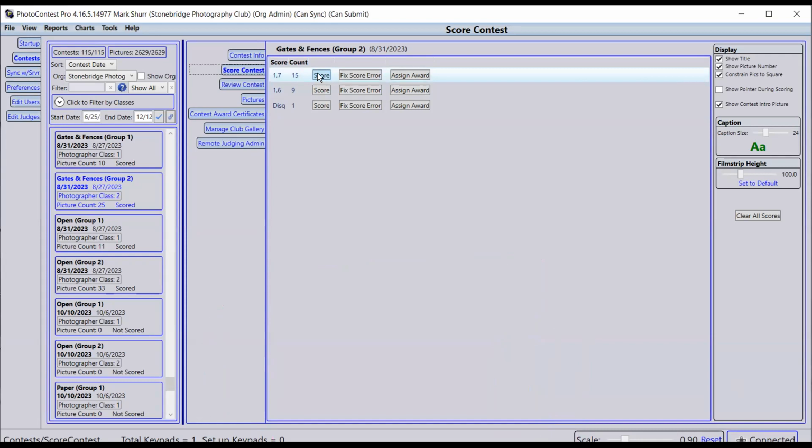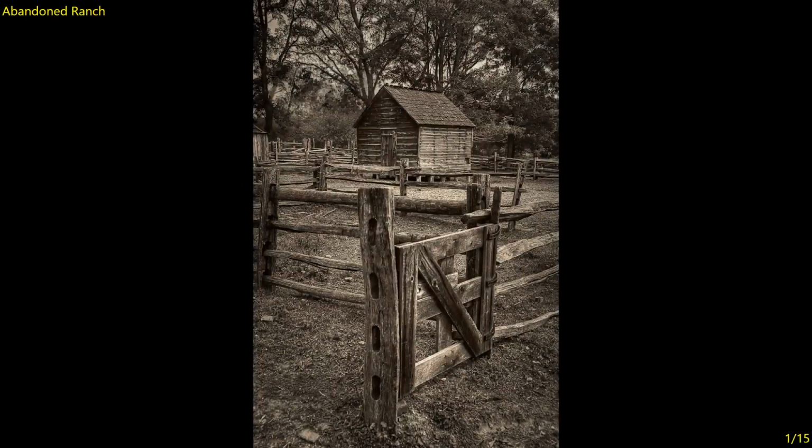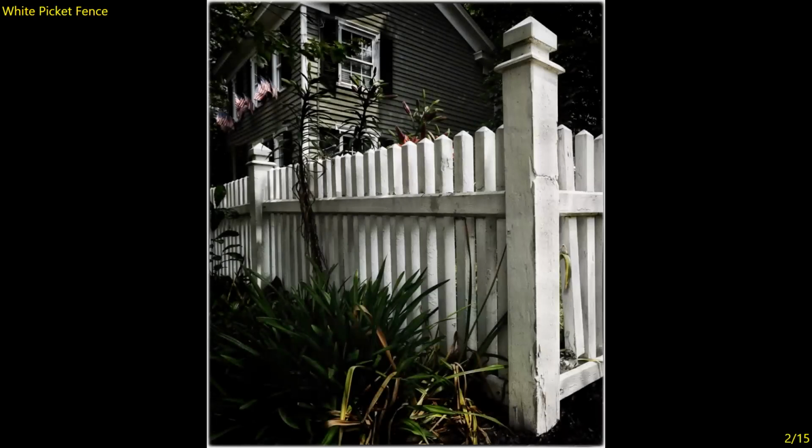Okay. Round 2, gates and fences, group 2. Abandoned ranch, 8. White picket fence, 9. Oh, I said 9. Okay, I didn't hear you. Sorry, I was talking at the same time you did.